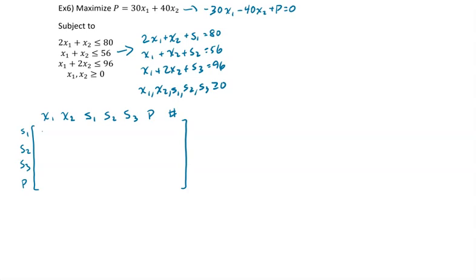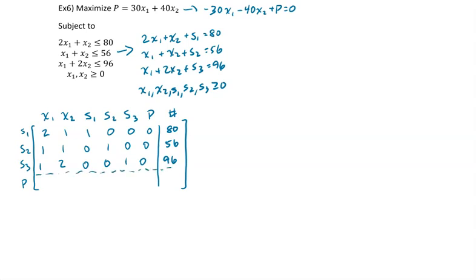So our first one was 2, 1, 1, 0, 0, 0, 80. Second one, 1, 1, 0, 1, 0, 0, 56. Third one, 1, 2, 0, 0, 1, 0, 96. And then our profit equation, -30, -40, 0, 0, 0, 1, 0.